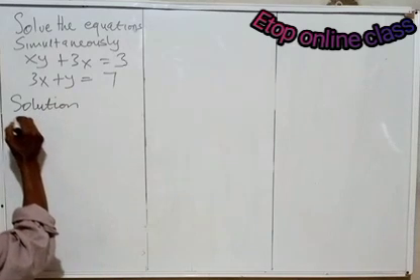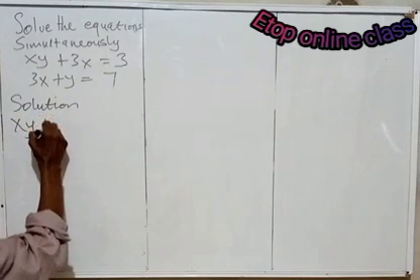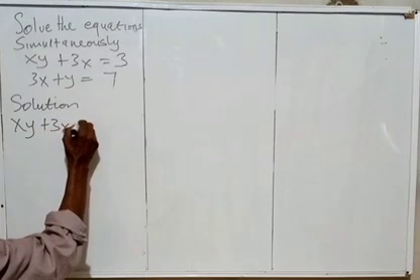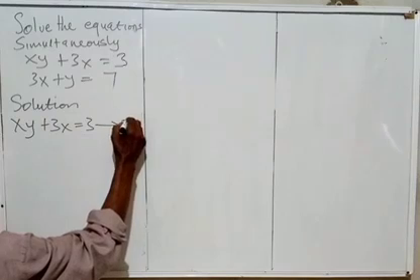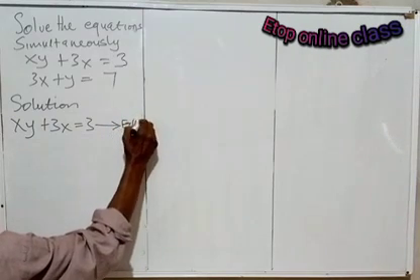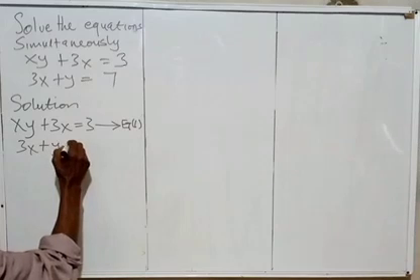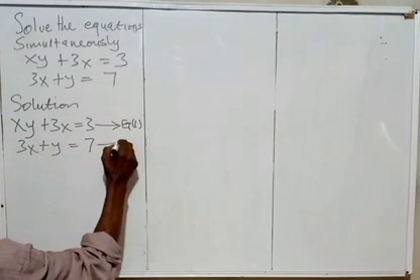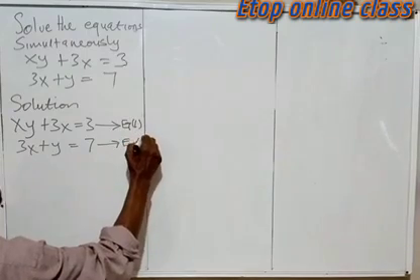The first equation there, I call it equation 1: xy plus 3x equals 3. The second equation: 3x plus y equals 7. I call this equation 2.